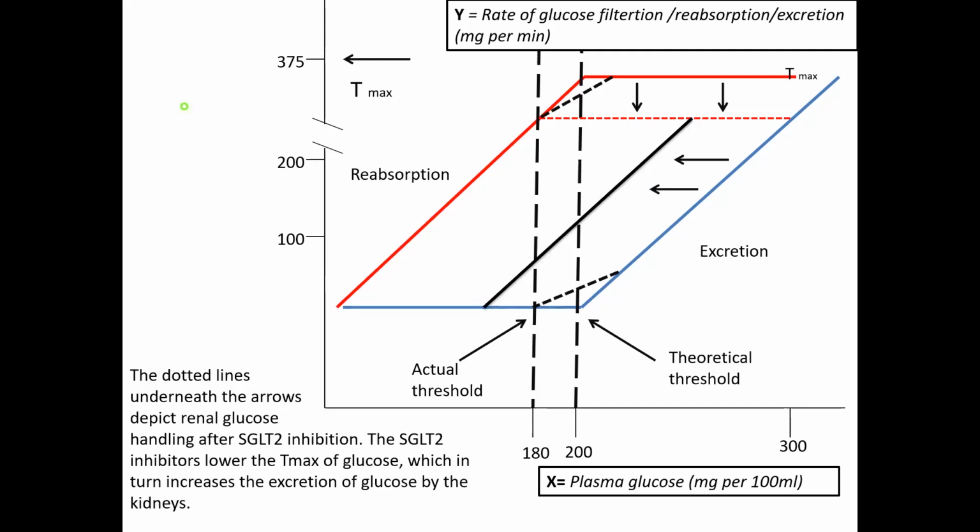What happens when SGLT2 inhibition occurs? This Tmax is lowered. So at a lower threshold, glucose is excreted at a lower threshold.